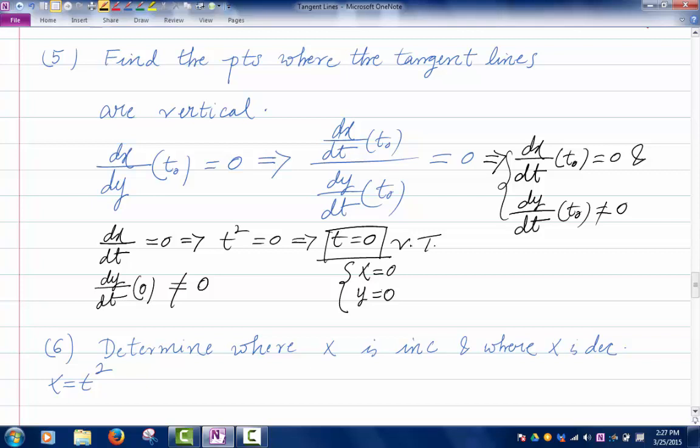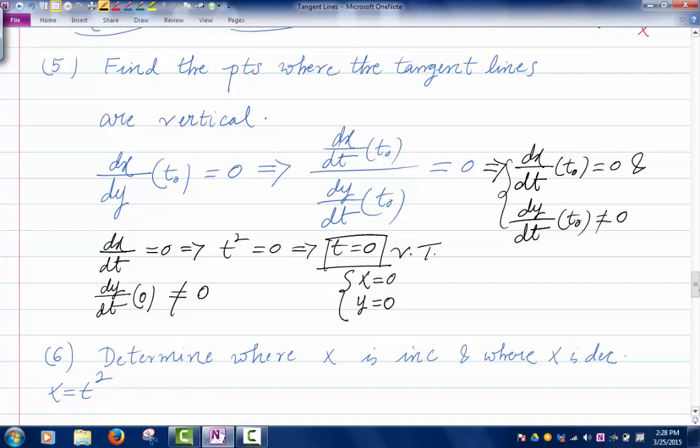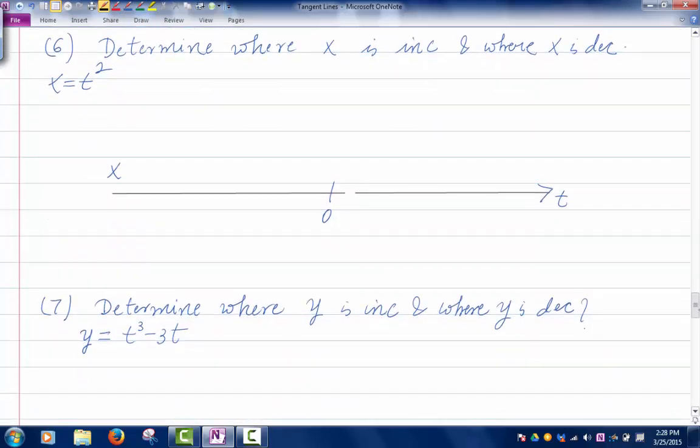All right. So that was part 5. Part 6. What is part 6? Part 6, we are going to analyze the component functions x and y as functions of t. That is, what I want to figure out is how is x increasing and decreasing, and how is y increasing and decreasing as a function of t. Everybody's okay?